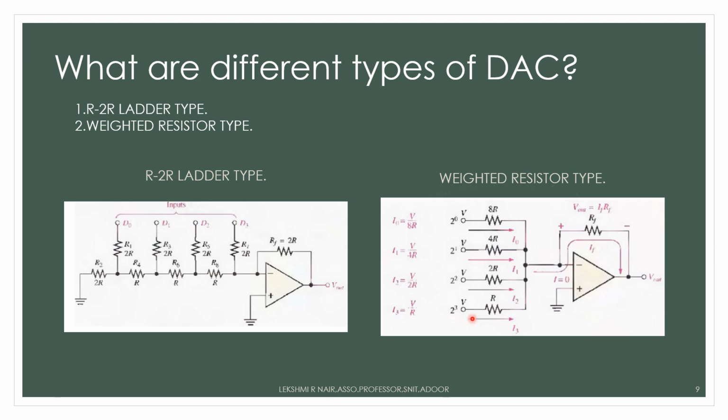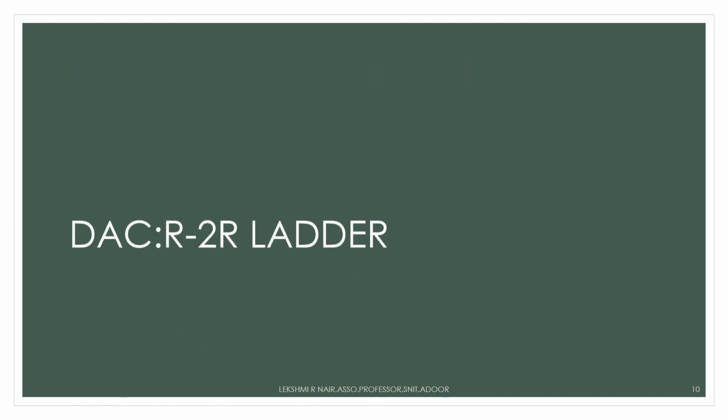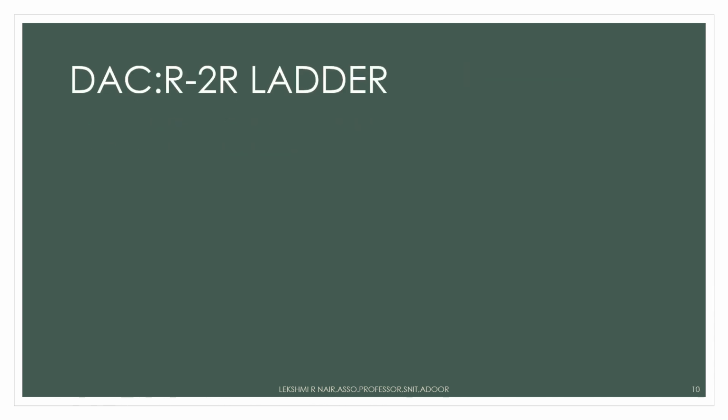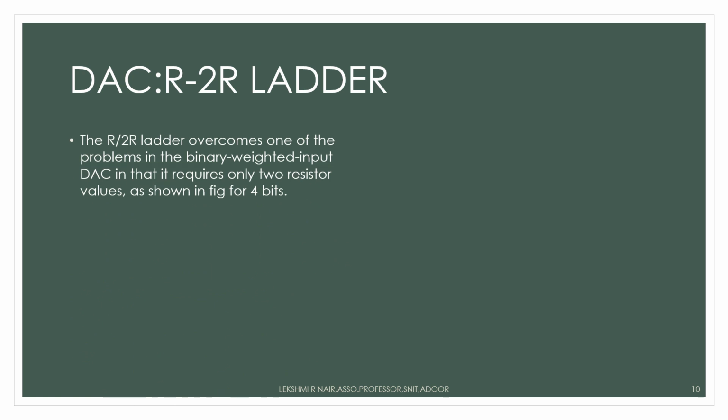Here the input is digital in nature. So the input bits are given at these input pins. Output is analog in nature. Hence, this circuit will function as digital to analog converter. Now, let's look in detail into R2R ladder type digital to analog converter.